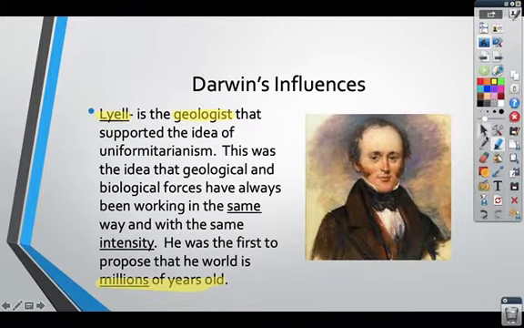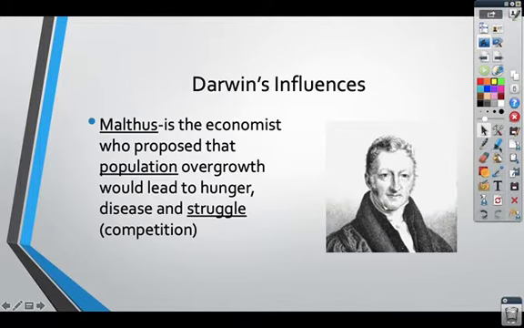So the next person who influenced Darwin was not a scientist, but actually an economist. He lived in London. London was a big city at that time in the 1800s, and he noticed that as the population of London grew, there was a struggle for existence. People were dying from hunger and disease. There was a competition of who would survive.